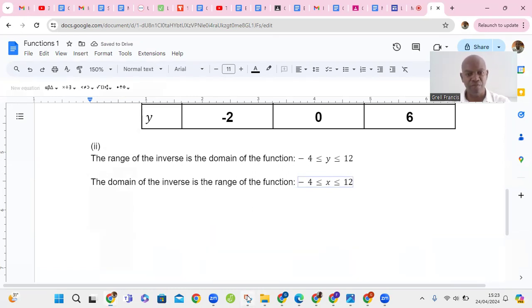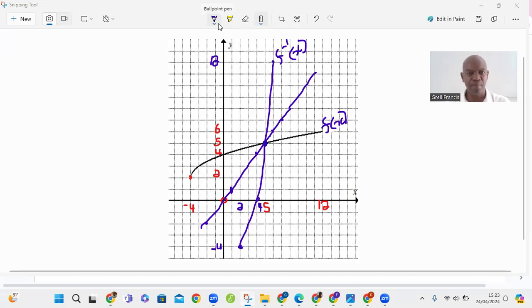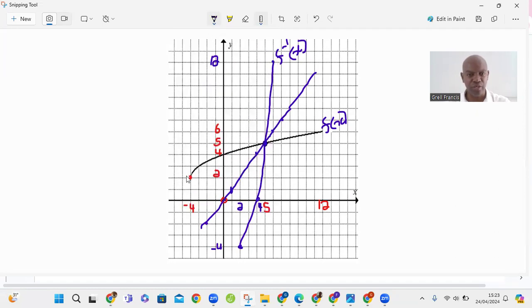When you look at the graph, here's the function. The range of the function is from 2 to 6. All right, here's the range of the function. Here's the function, and here's the range. The range are the y values. The domain are the x values. The range are the y values. Okay, so the range of the function stretches from 2 to 6.